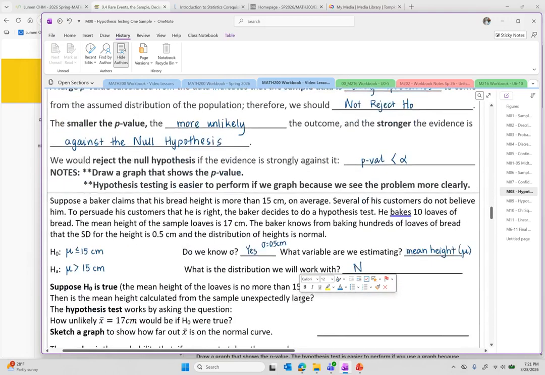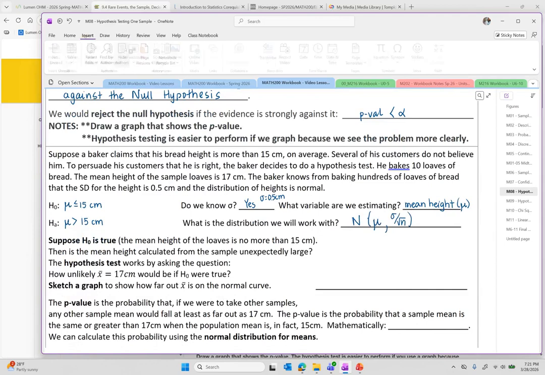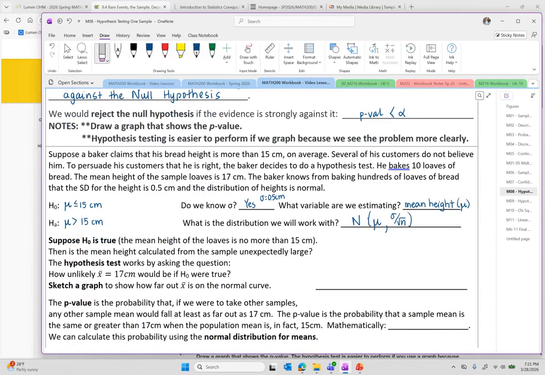If you remember, the normal distribution has a mean of what the null hypothesis states as the mean of the population. That will be 15 centimeters. And it will have a standard deviation equal to the standard deviation of the variable divided by the square root of n. So in our case, we will have a normal distribution where the mean will be 15, and the standard deviation will be 0.5 divided by the square root of 10.